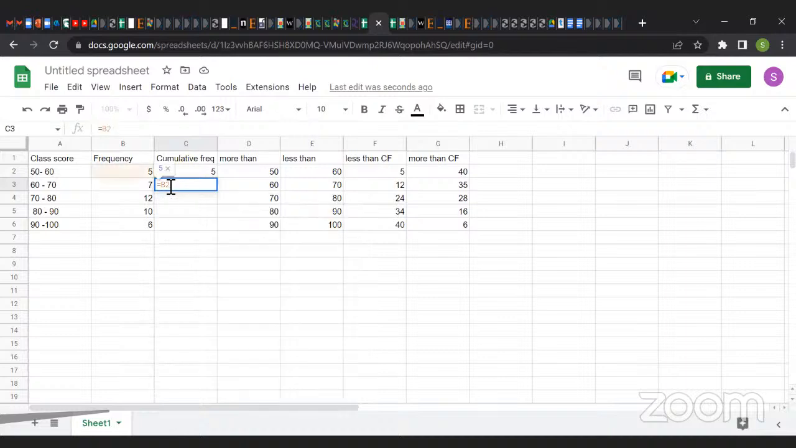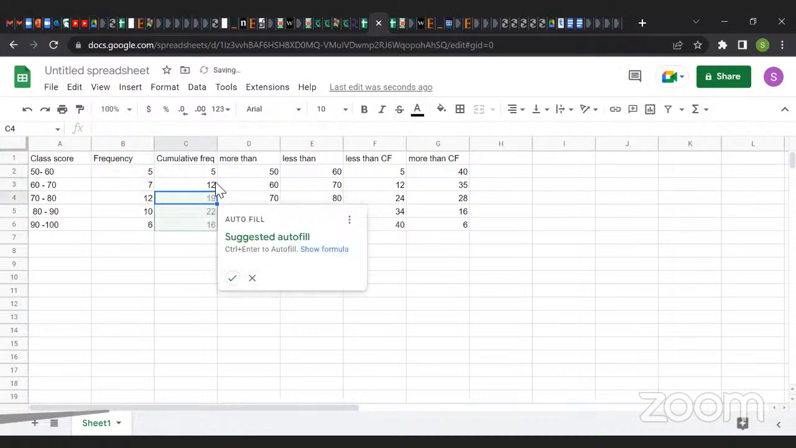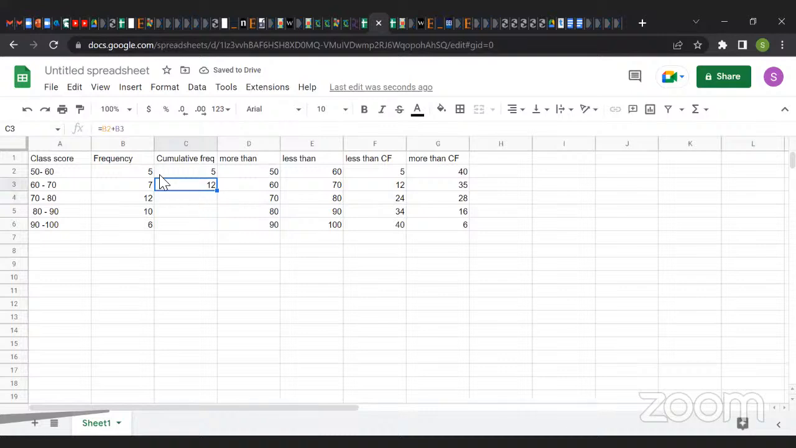B2 plus B3. So it will be this. And we can drag it all together to give us the whole value. So the students who got more than 70, between 70 to 80, it will be all those together, 12 plus 7 plus 5.